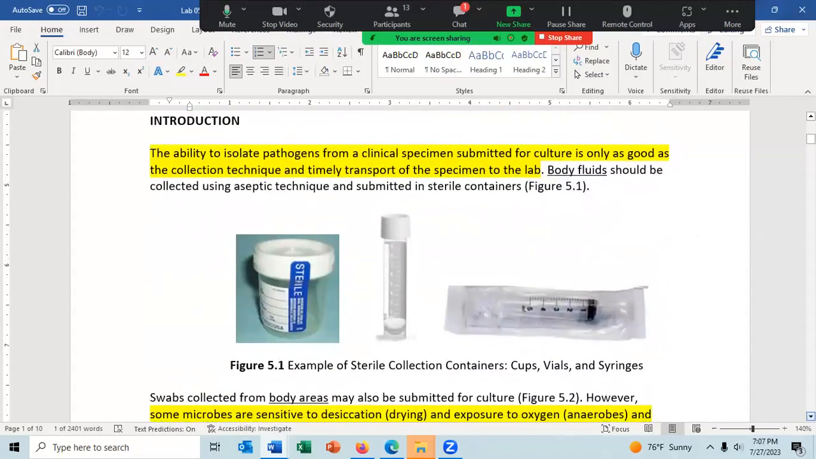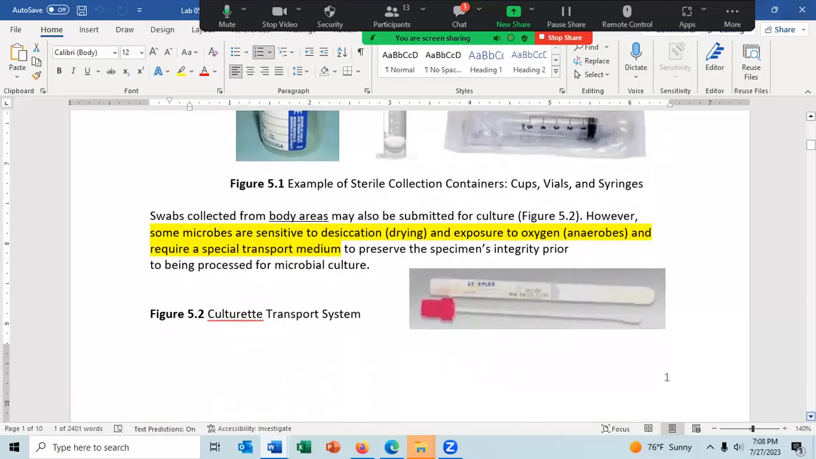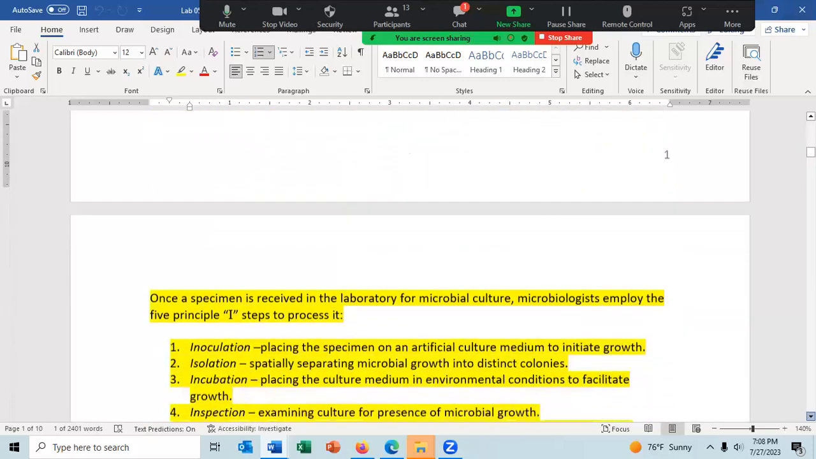So, in introduction, the ability to isolate pathogens from a clinical specimen submitted for culture is only as good as the collection technique and the timely transport of the specimen to the lab. Some microbes are sensitive to desiccation, meaning they dry out, and some are sensitive to exposure to oxygen, like anaerobes. And some require a special transport medium to keep the organisms alive and then grow them.